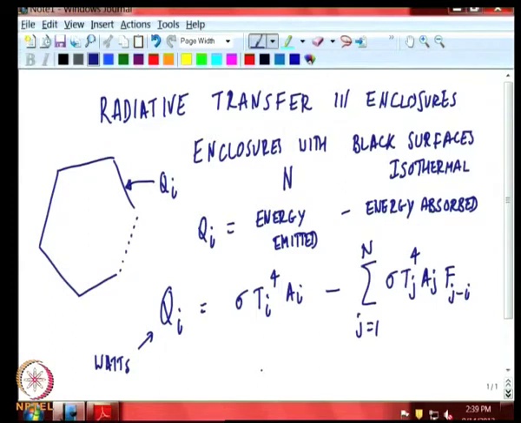Now, we are going to simplify this equation. We know that the sum of F I j, j equals 1 to n, is equal to 1. The sum of all the shape factors in an enclosure is equal to 1. So, I can multiply this by 1. I will do that in the next version of this expression.